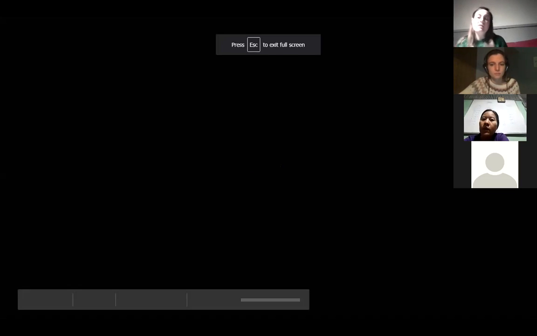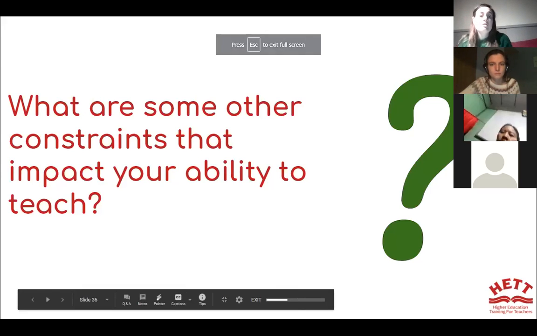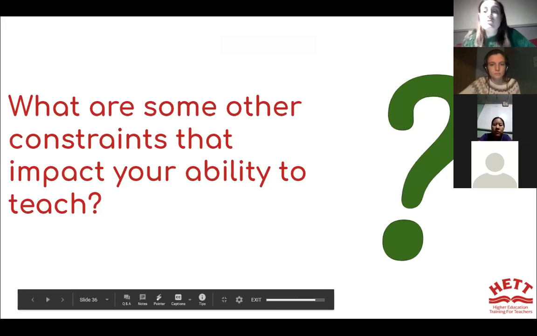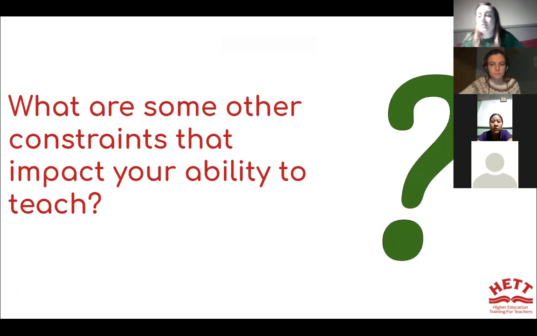So can anyone think of any other constraints that impact your ability to teach? So we talked about, what was that, 4 or 5? So are there any other ones? Any other constraints?